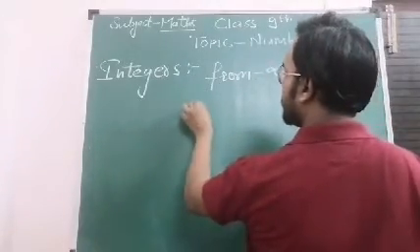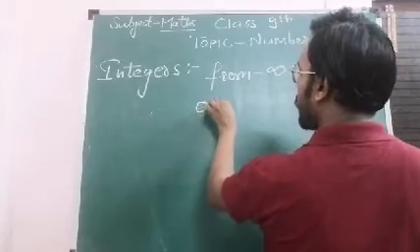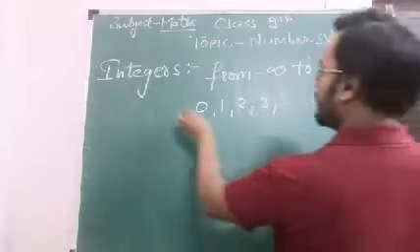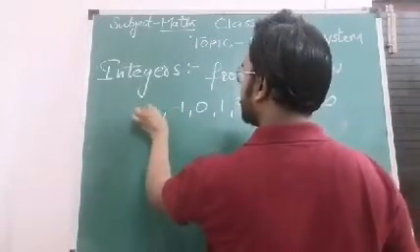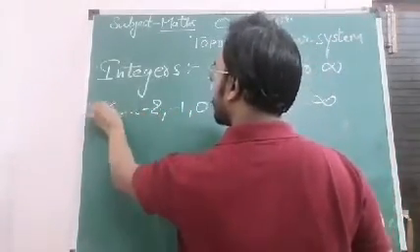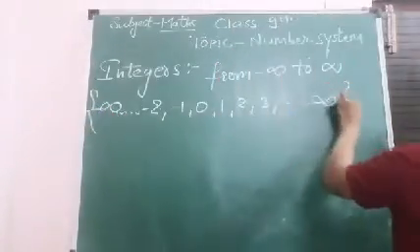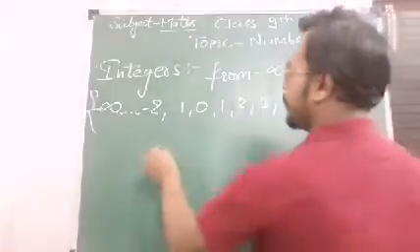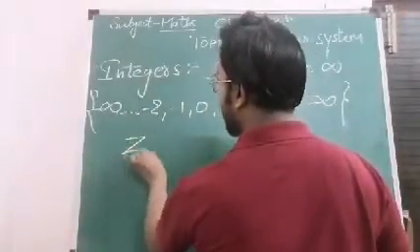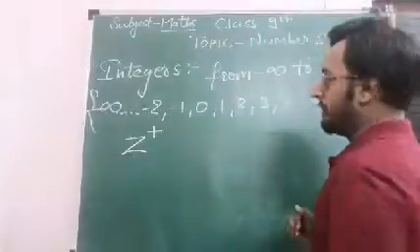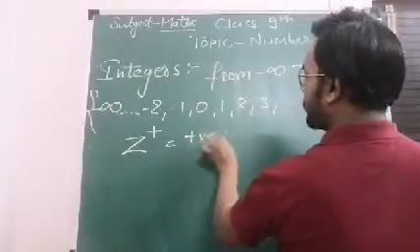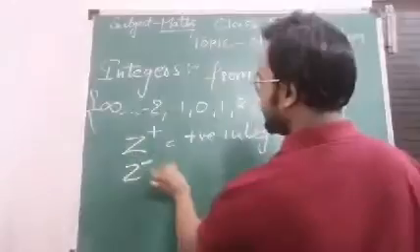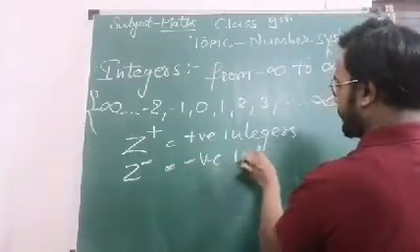For example, start from 0, 1, 2, 3 up to infinity. Here we will start from -1, -2 up to minus infinity. So these are the integers. They can be positive, they can be negative. It is denoted by Z. If it is written Z plus, these are positive integers, and if it is written Z minus, it is negative integers.